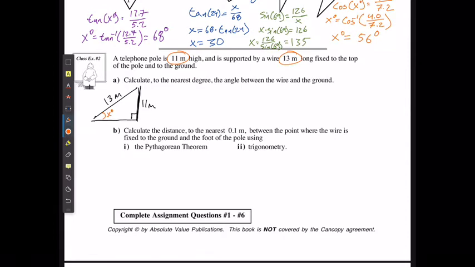Now, I'm going to state that if this is my opposite and this is my hypotenuse, then sine of x is equal to 11 over 13, where x is equal to sine to the negative 1 of 11 over 13, which means that it is equal to 58 degrees.